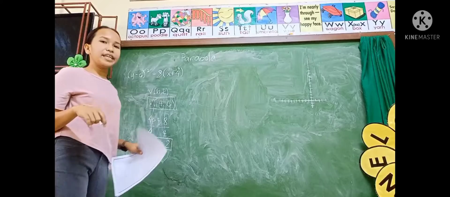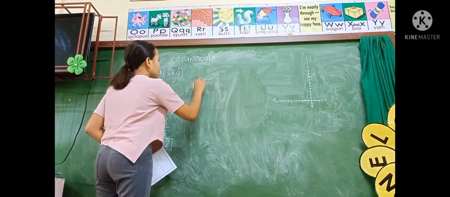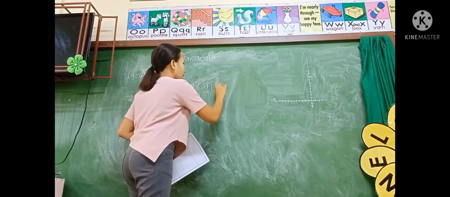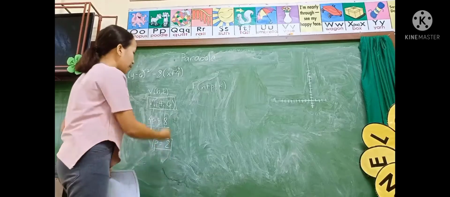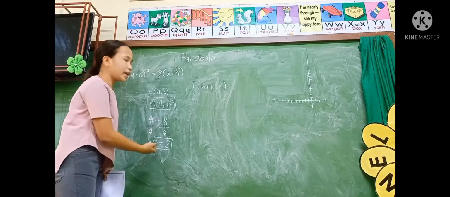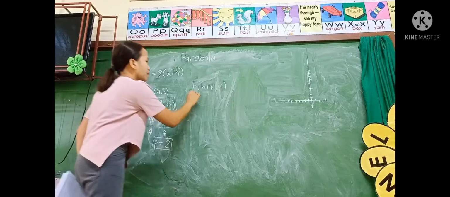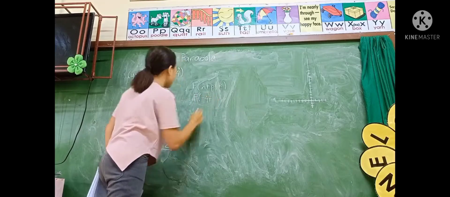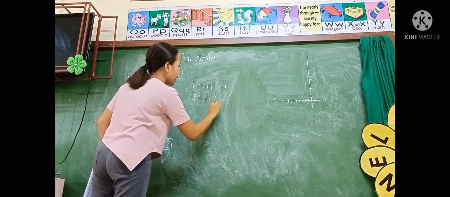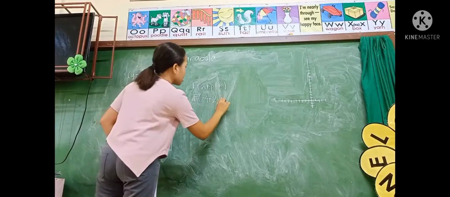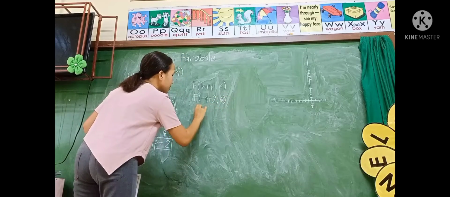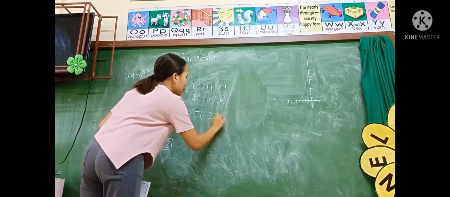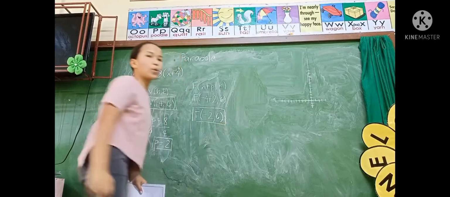So next is to find the focus. Focus has the formula of h plus p, k. So let's substitute the given values. Meron na naman tayong vertex and yung ating p. We have here the h and k. So let's substitute. H is negative 4 plus p, which is 2, and k, which is 6. So our focus now is negative 4 plus 2 is equal to negative 2, and then copy 6. So we have now the focus of negative 2 and 6.